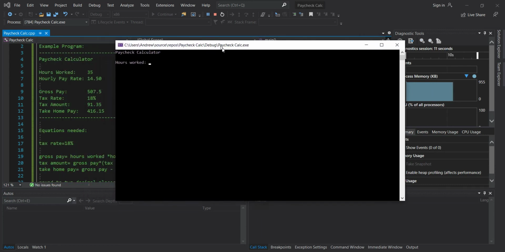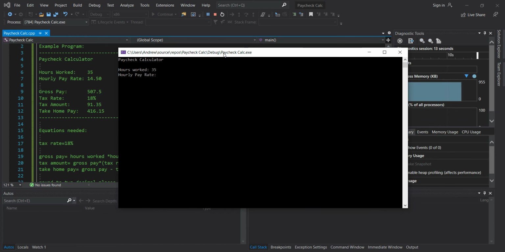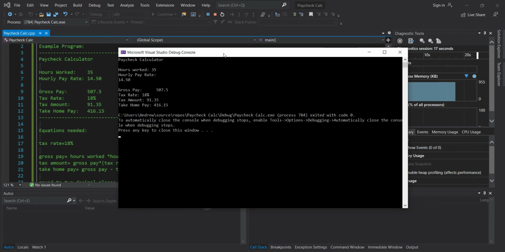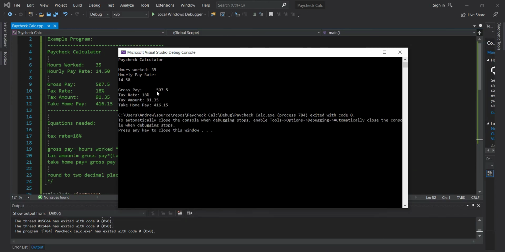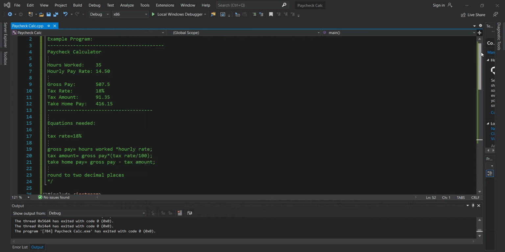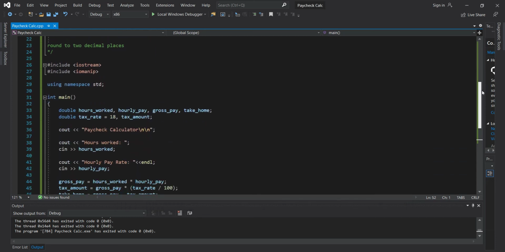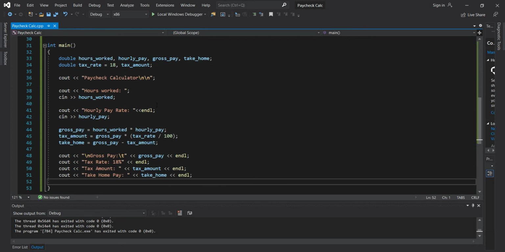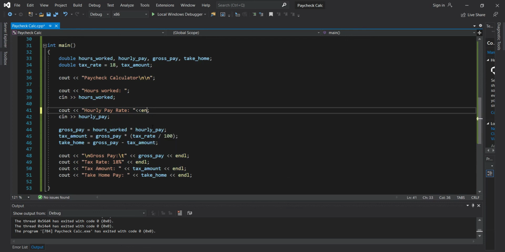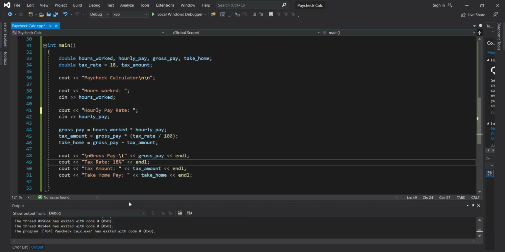All right, so the hours worked is 35. The hourly pay rate is 14.50. The gross pay is 507.5, 18%, 91.35, and 416.15. So what we have to do is we need to fix some of this formatting. So the hours, we should not have an end line right here. And I see that there's some tab keys that I did not have on these.